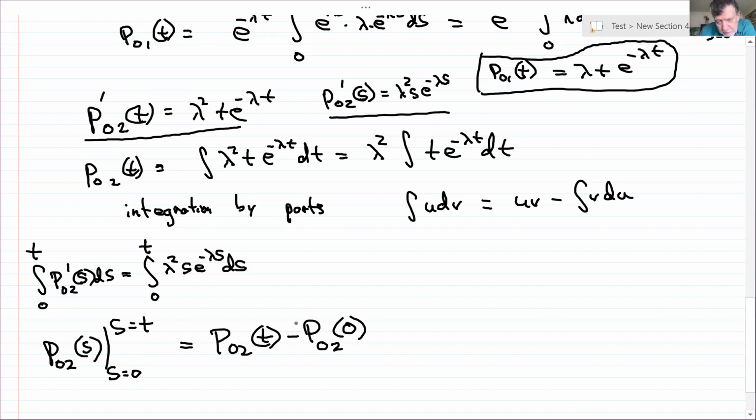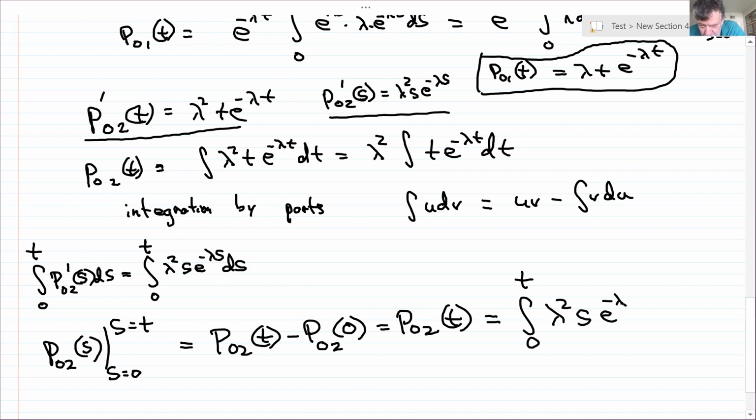Now we can simplify this a little further because of our initial values. This is going from 0 to 2 in no time at all. So by our initial value, this would just be p02 of t. Okay, so by integrating this, I do get what I want. And now this equals the integral on the right side, which is 0 to t lambda squared s e to the minus lambda s ds. Are we still together? I hope.